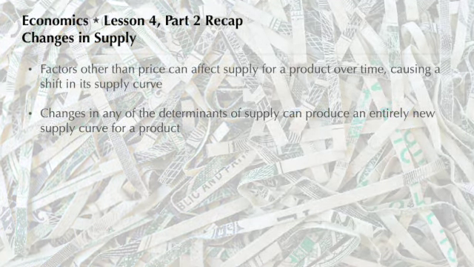So that's the way it is with Lesson 4, Part 2, Changes in Supply. By this point, you should know that factors other than price can affect supply for a product over time, causing a shift in its supply curve, and changes in any of the determinants of supply can produce an entirely new supply curve for a product.